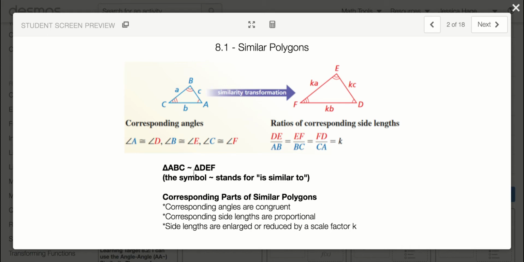We have a new symbol, a squiggle, kind of like a tilde in Spanish class. The symbol stands for "is similar to." So we would say triangle ABC in this picture is similar to triangle DEF. The corresponding angles are congruent. As we said before, corresponding side lengths are proportional. And those side lengths are going to be enlarged or reduced by a scale factor called K.